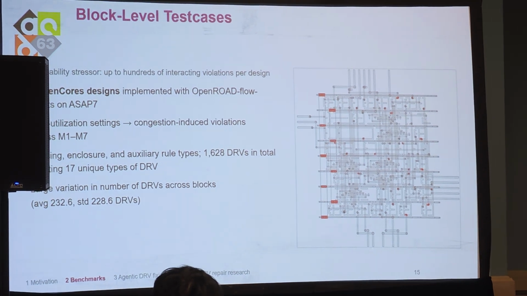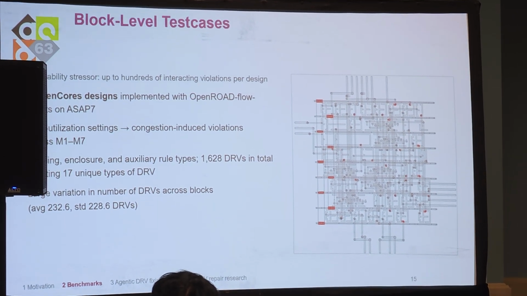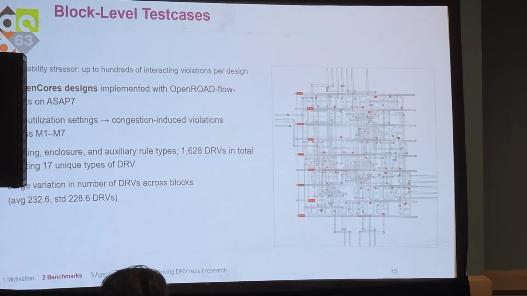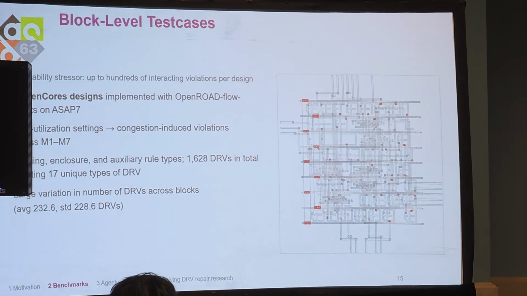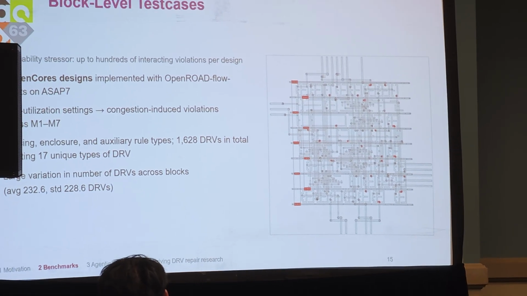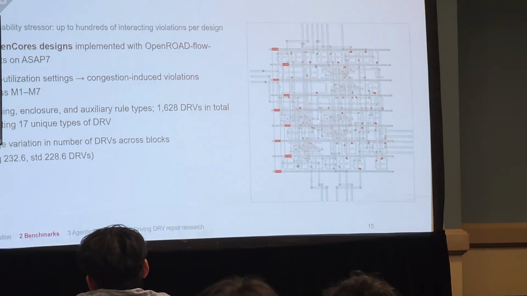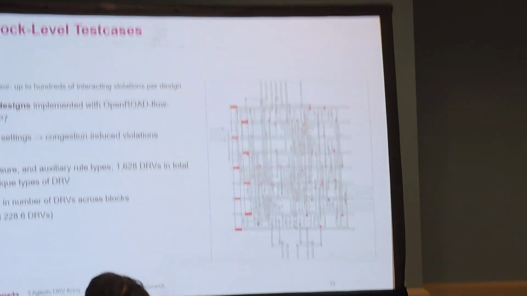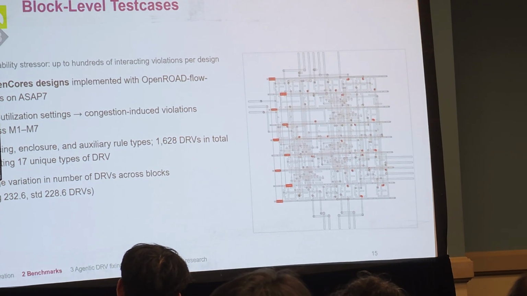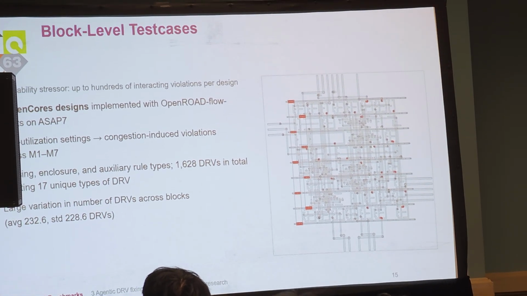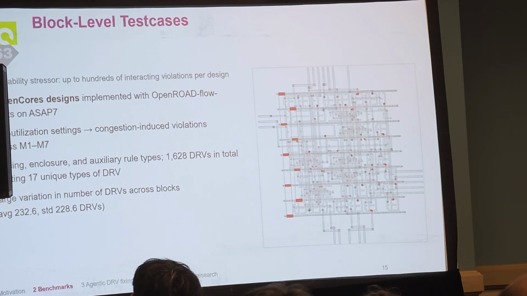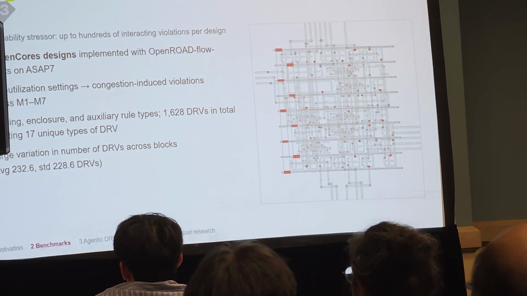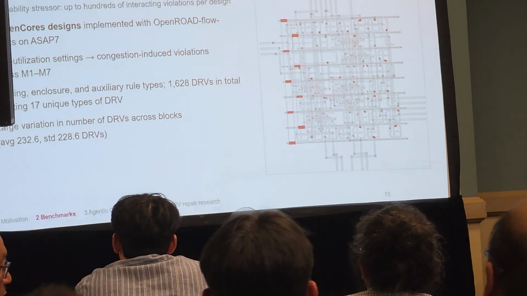And then we have the next scale of test cases, which is the block level tier. This is essentially to test the scalability of LLMs and being able to fix these violations. We have 7 such block level test cases from OpenCores designs implemented with OpenROAD flow scripts at high utilization. If you look at the diversity of DRVs across the 7 blocks, it violates about 17 rule types. The variation in the number of DRCs per block is large, with the largest block having 765 violations and the smallest about 233.